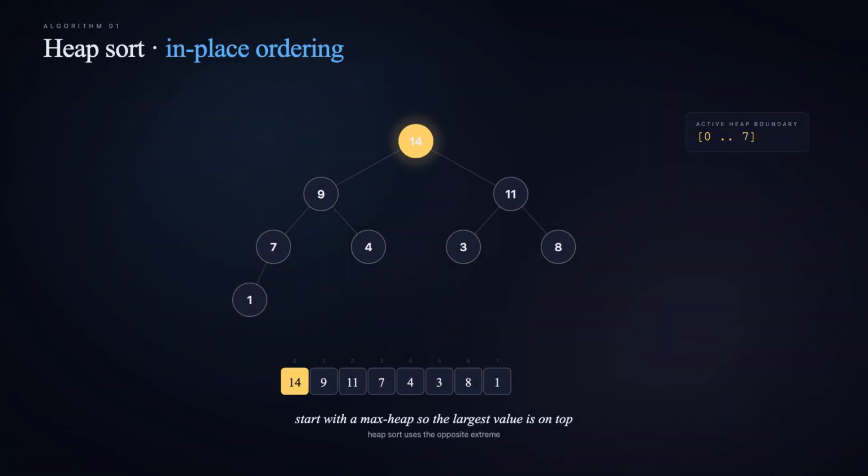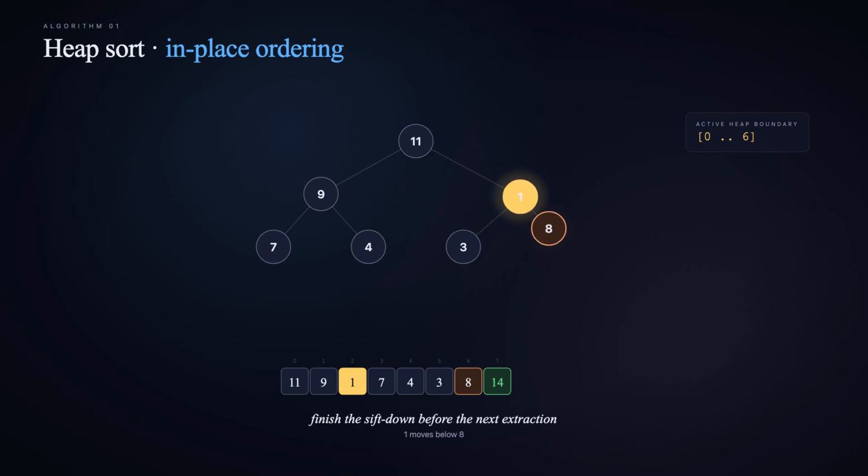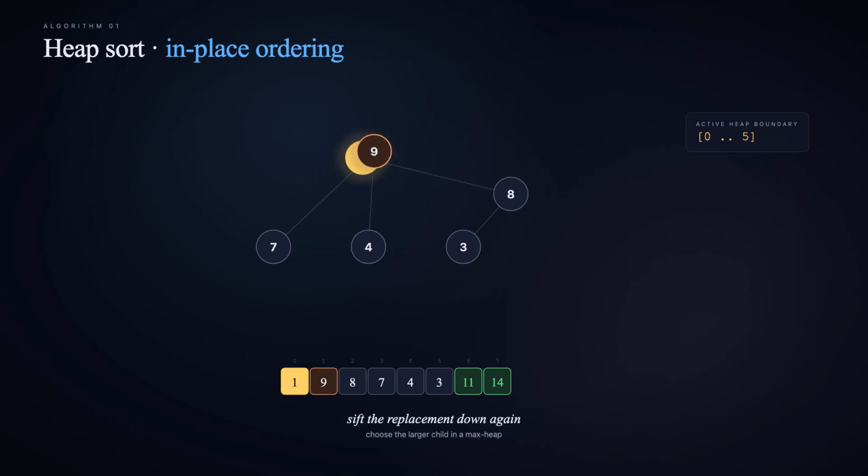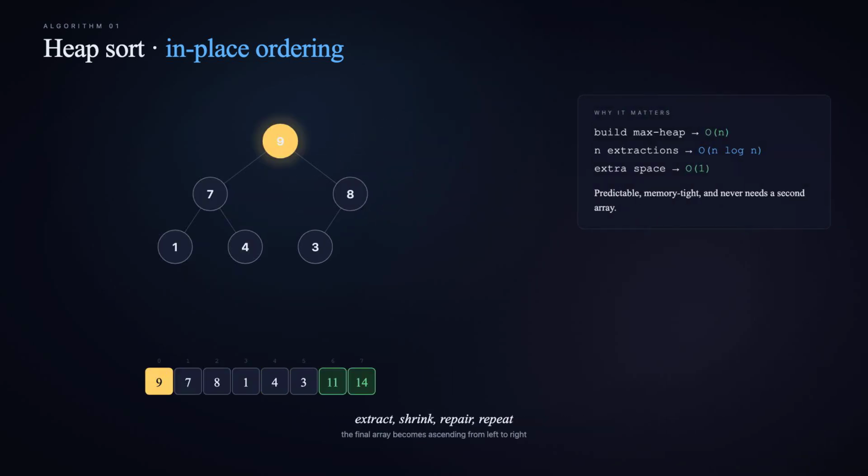Now for heap sort. To sort in ascending order, first build a max heap so the largest value sits at the root. Swap that root with the last unsorted position, shrink the heap boundary, and sift down the new root. Repeat. The sorted suffix grows from right to left. The runtime is O(n log n), and the extra memory is constant.